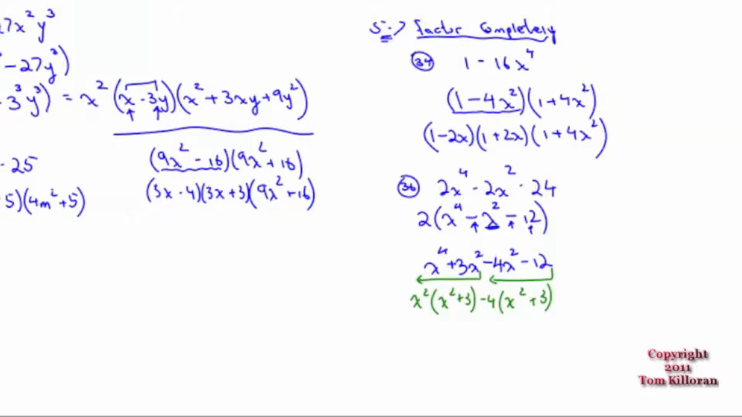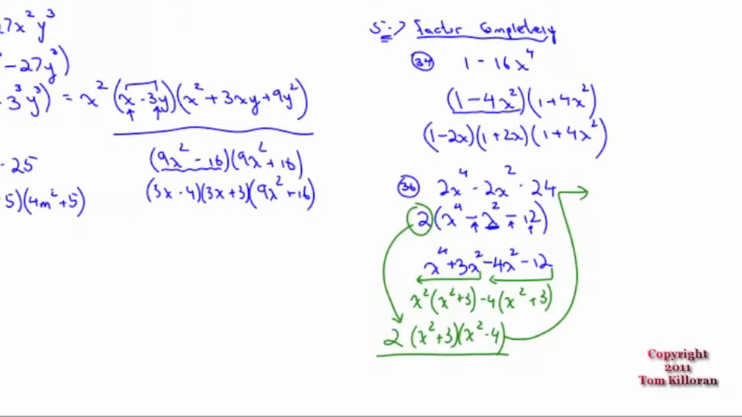And then we can yank out x squared plus 3, leave behind x squared minus 4. Don't forget the 2. Now, are we done? No. What's left that we can do? That x squared minus 4. So I'm going to bring it up here. So this becomes 2 times x squared plus 3, and x squared minus 4 factors into x minus 2 and x plus 2.